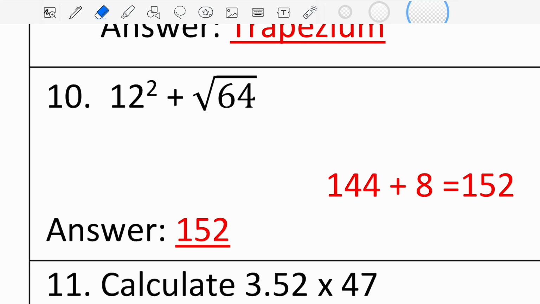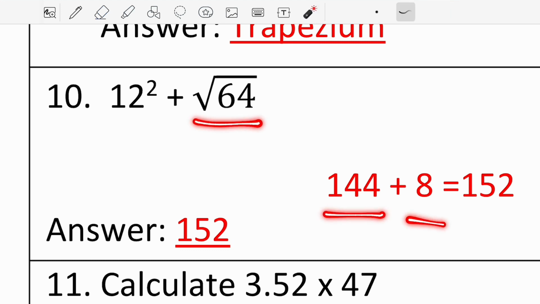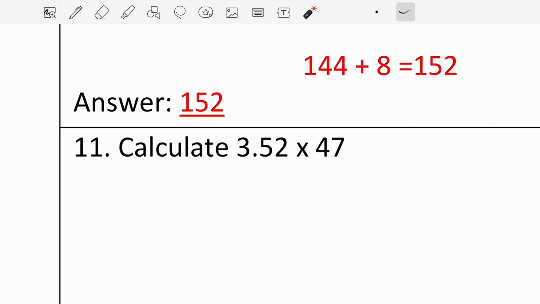12 squared is 144, and the square root of 64 is 8. We add these two together, we get 152. Number 11. 3.52 multiplied by 47.